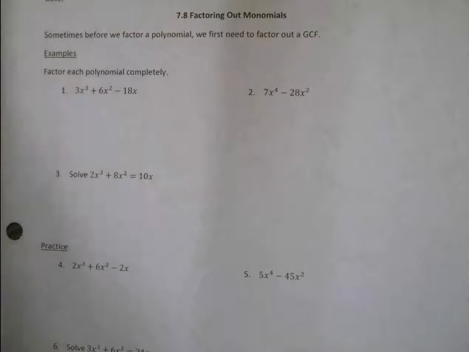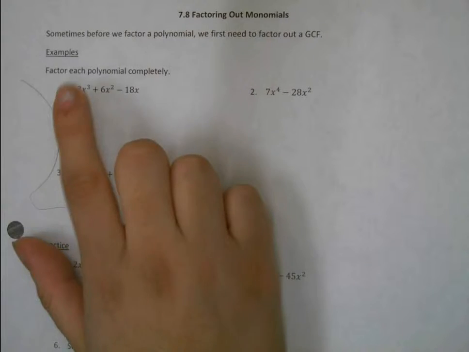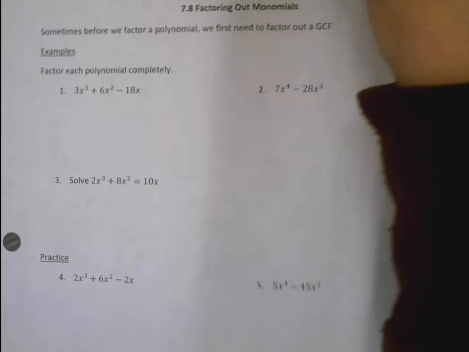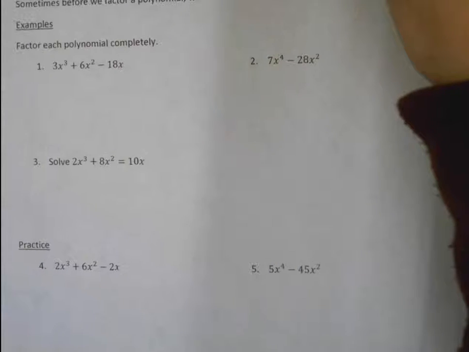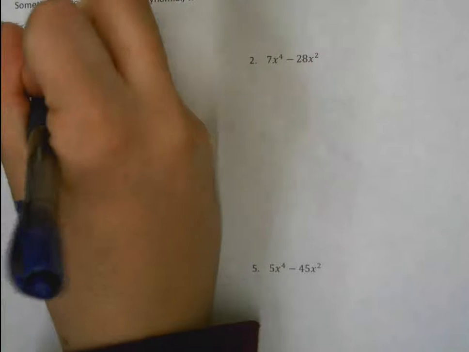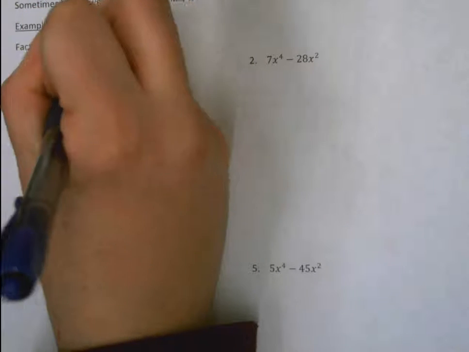Okay, so today we're working on factoring out monomials. What this means is if I look at my polynomial, they will all have something in common. So if I take a look at this first one, what can I divide all three of those numbers by? What goes into 3, 6, and 18? 3. So I'm going to divide each of these by 3.